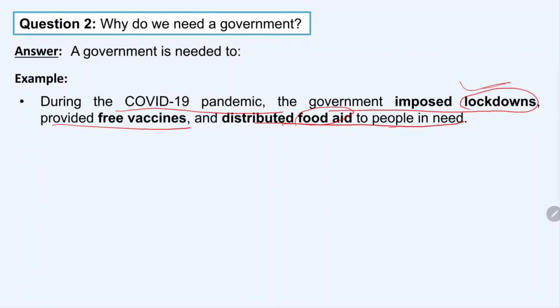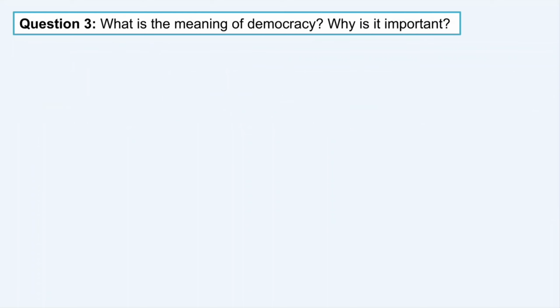And not only the government, so many private organizations also came up and distributed food to the people in need. So I hope you remember those days. I hope you were very small at that time, isn't it? It is already 5 years now. So that was about that question, why government is important.